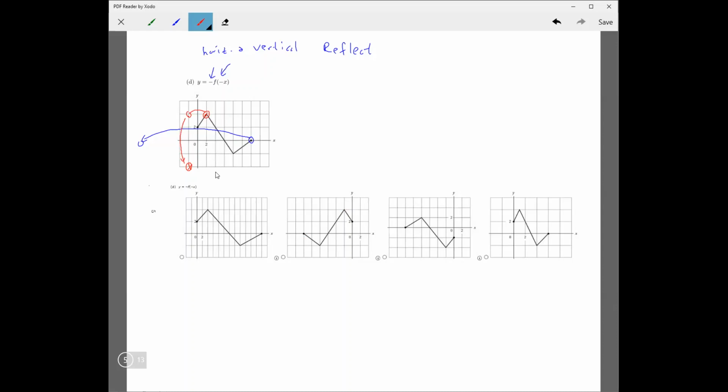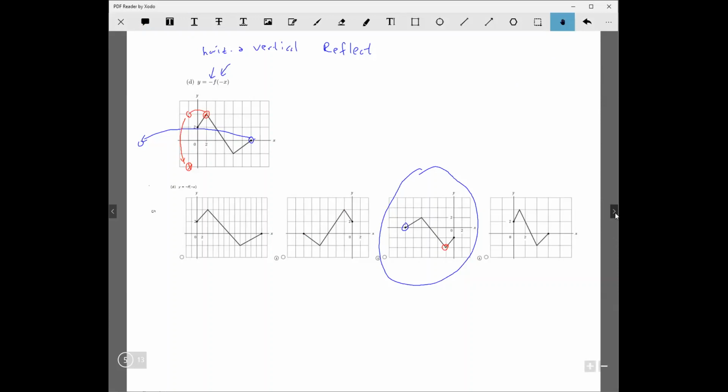Okay, so let's see if we can see a graph like that. It looks like maybe this one right here, and then this other one's over here. So this one got flipped over, moved over to there. So I'm guessing that's the answer. Let me check. Yeah, that looks good.